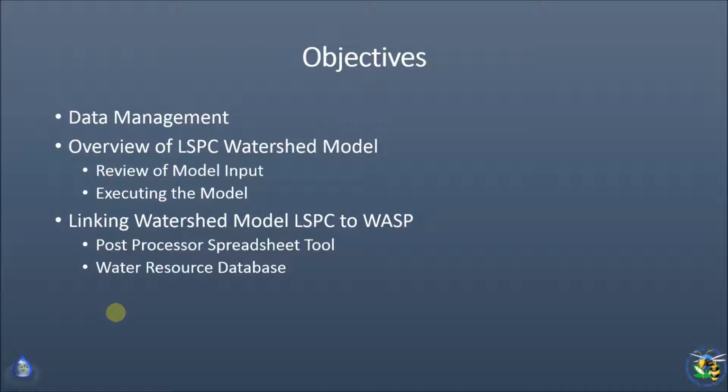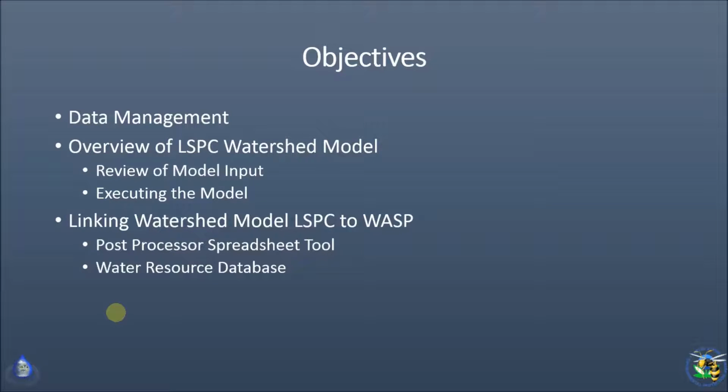After executing the model, we're going to actually use a couple of tools to process the LSPC model predictions into a form that can be used by the WASP model. The first tool is a post-processor spreadsheet tool, which will open up and read the LSPC output files, do proper units conversion and calculations to put the LSPC data into a form that is more compatible with WASP. It'll also export some comma-separated value files that we'll read into the water resources database.